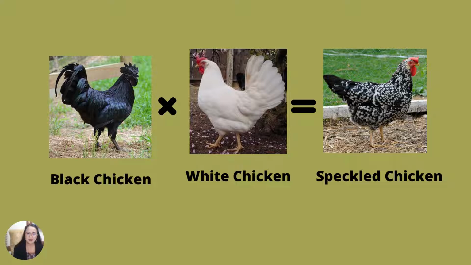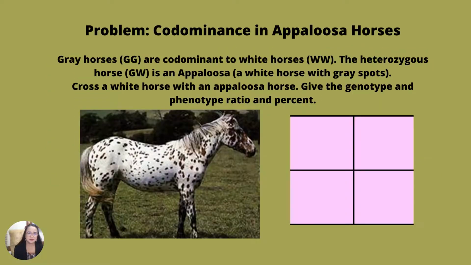Now, let's solve a given problem. Gray horses, or GG, are codominant to white horses, or big W, WW. The heterozygous horse, or GW, is an Appaloosa, a white horse with gray spots. Cross a white horse with an Appaloosa horse and give the genotype and phenotype ratio in percent. I'll give you time to solve for this.